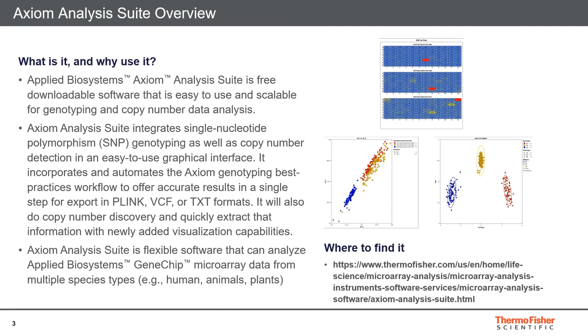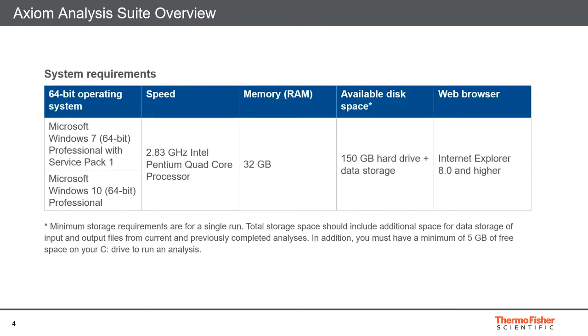Axiom Analysis Suite is also flexible. It isn't just specific for human. It can run plants and animals as well. And as I mentioned, it's easy to download from the website link below. As with any software, Axiom Analysis Suite has some minimum recommended settings. Generally, we support Windows 7 and Windows 10 with a minimum of 32 gigabytes of RAM.